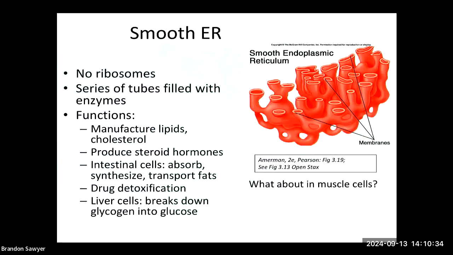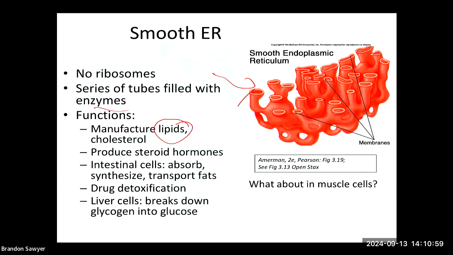Okay, smooth ER. We don't have ribosomes here. That's why it looks more smooth. This is more of a series of tubes. Kind of looks like tube coral, if you've ever been scuba diving or snorkeling and seen stuff like that. And these are just filled with enzymes that mainly help us make lipids. That's one of the primary things made in the smooth ER, all of our lipids.